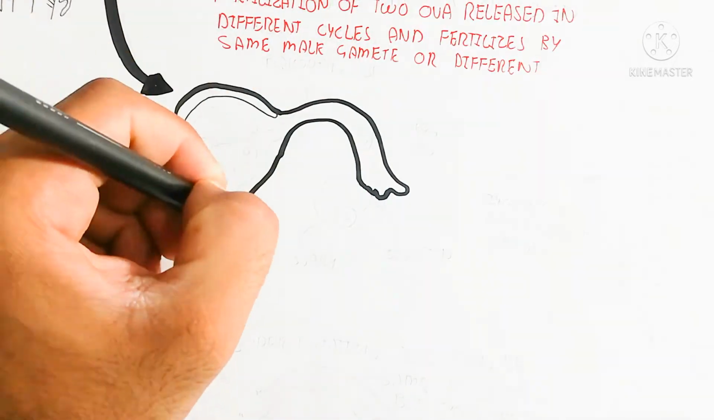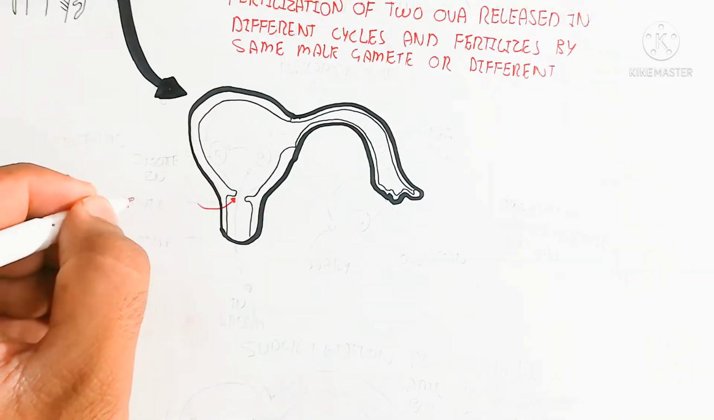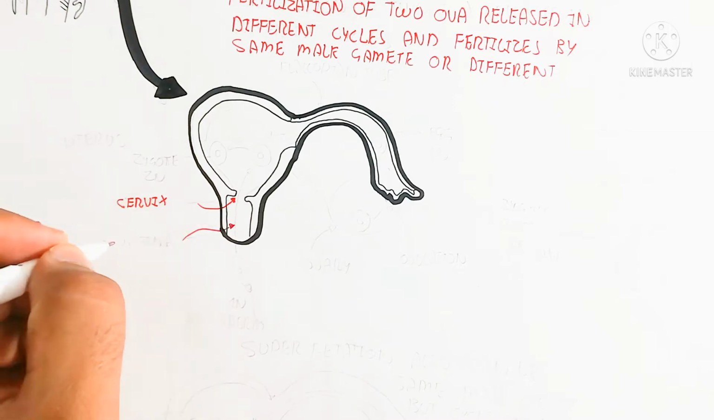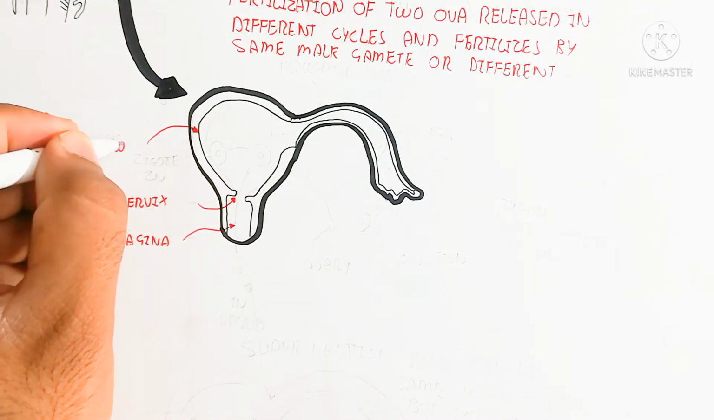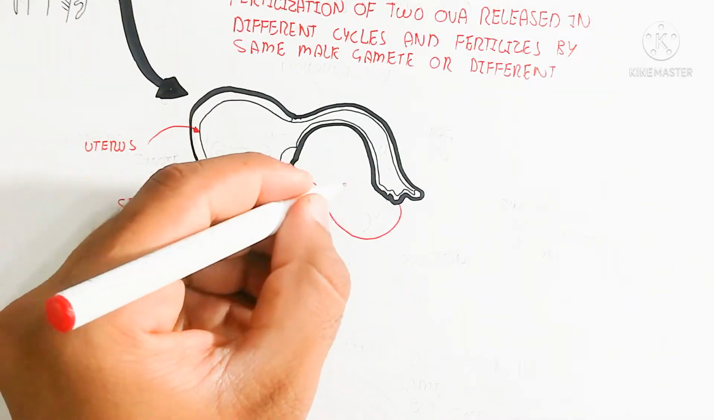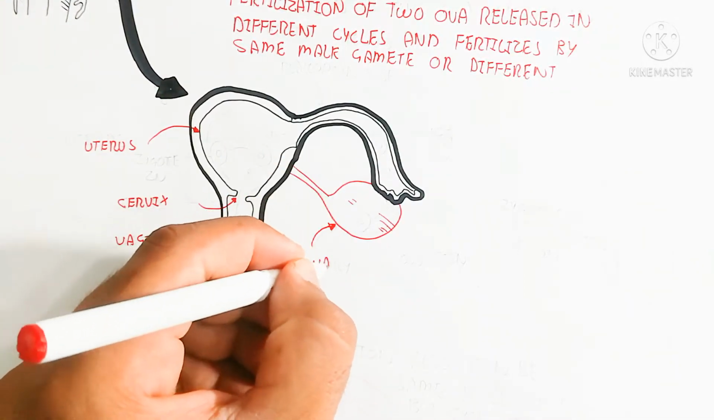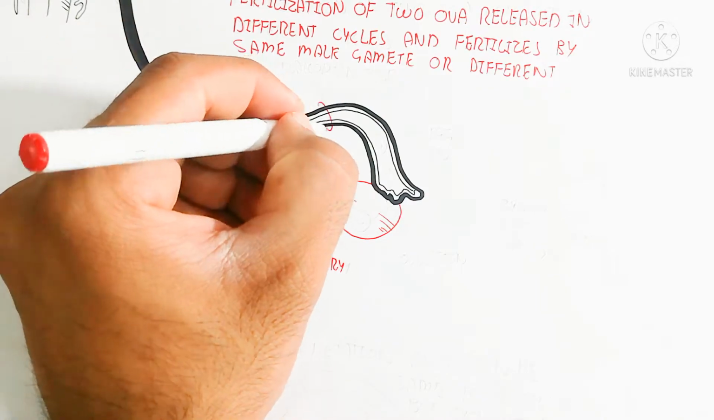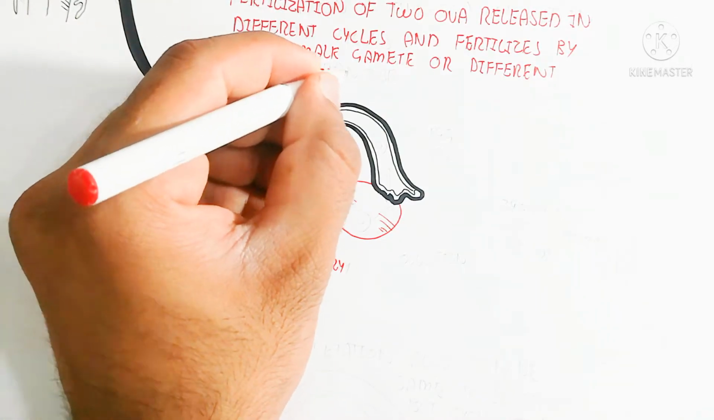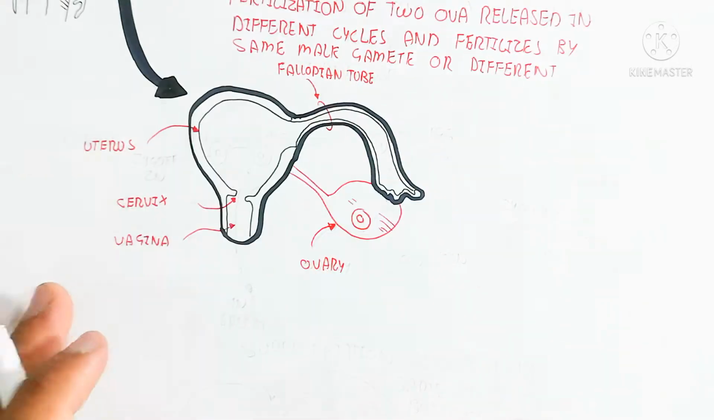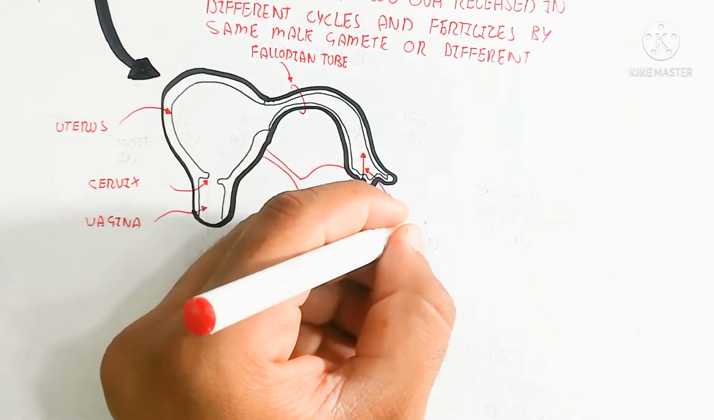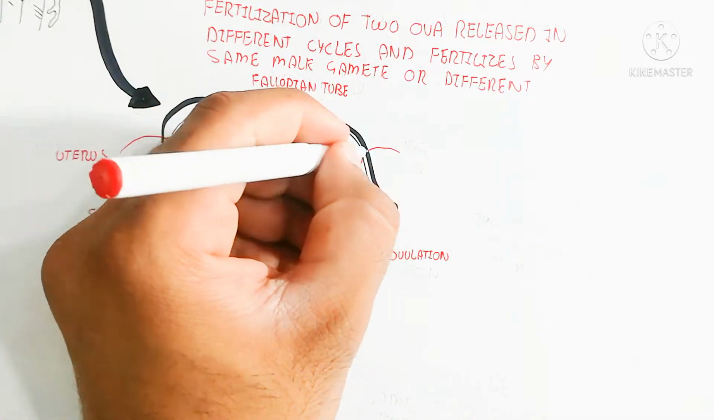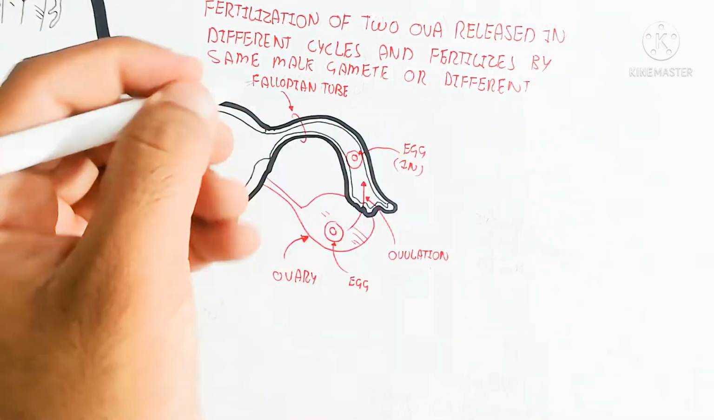So here is the female reproductive system. Let's begin to understand. This is the cervix and this is the vagina, and this is the uterus containing the uterine wall, and here is the ovary. In the female, a pair of ovaries is present, but here I am drawing just one, and the fallopian tube is bound with the fimbriae to the ovary and is used for ovulation.